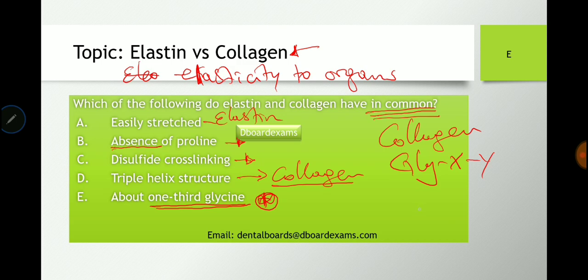Usually in elastin, both elastin and collagen have proline. However, in elastin you don't have hydroxylysine. That's missing, so you have to know. This is just a quick review of what you need to concentrate on: collagen and elastin comparisons.